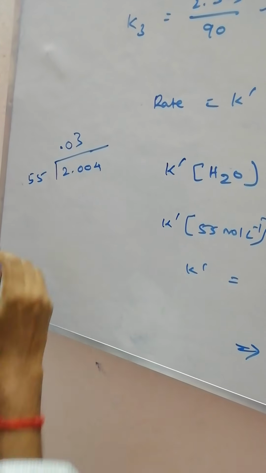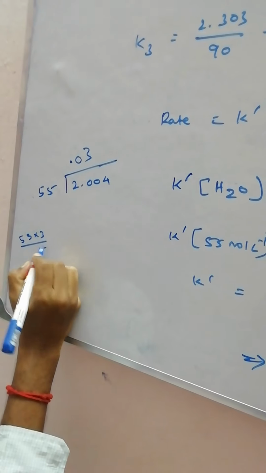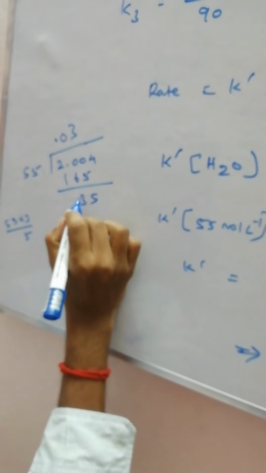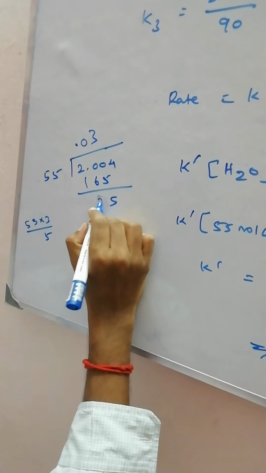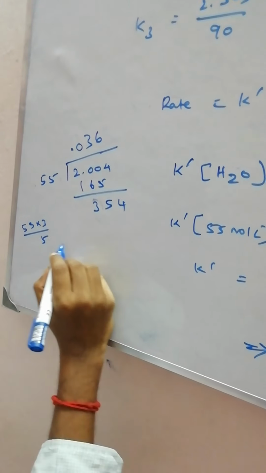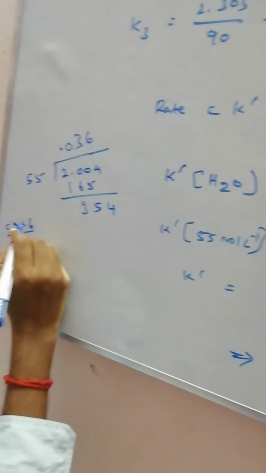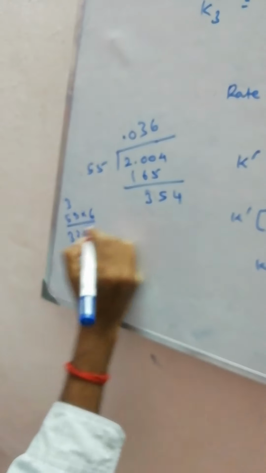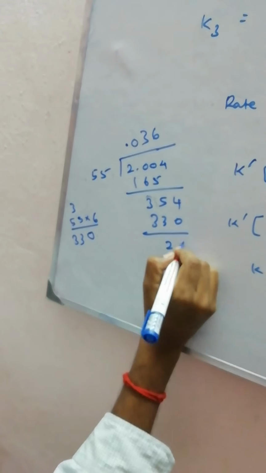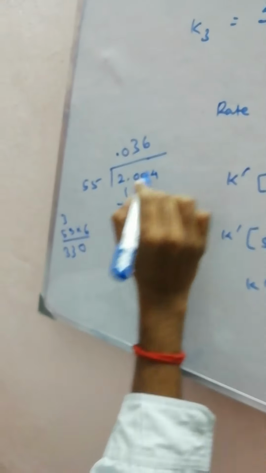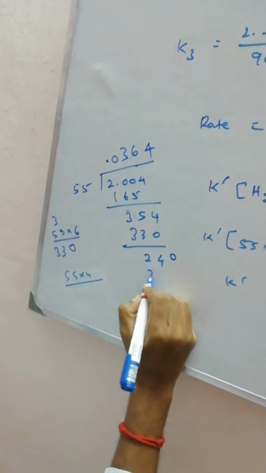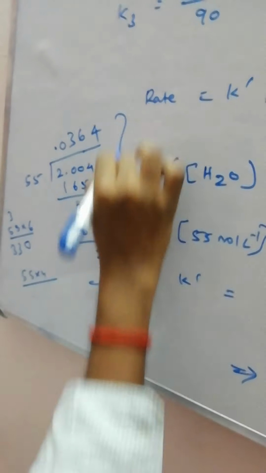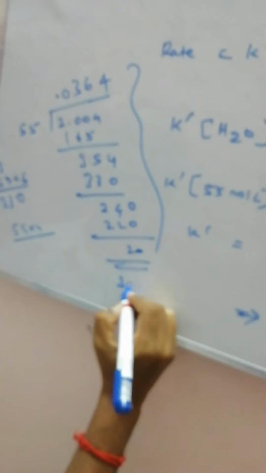3 times 55 is 165. Then 6 times 60, 30, again 33, okay, 340. 4 times 20, so 20 is remaining. In this way we will get 3.64 into 10 to the power minus 2.